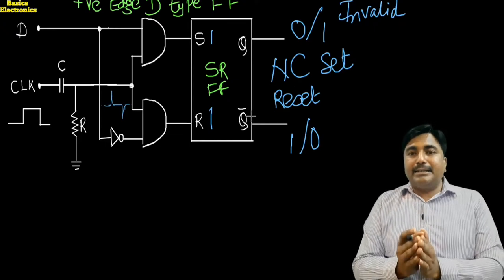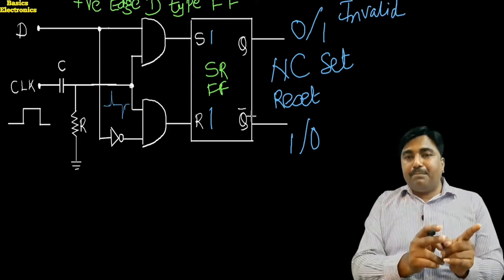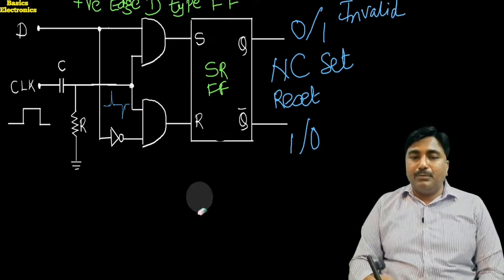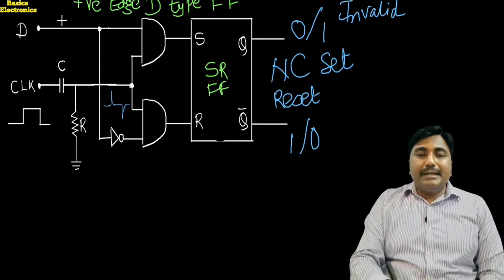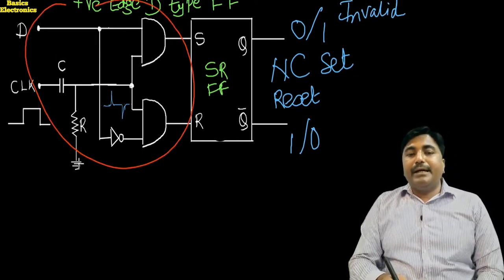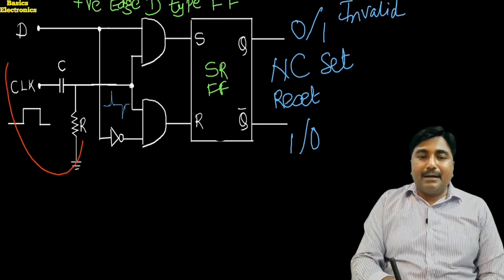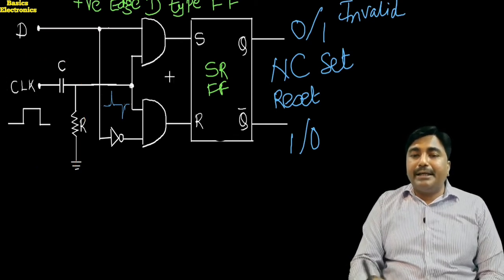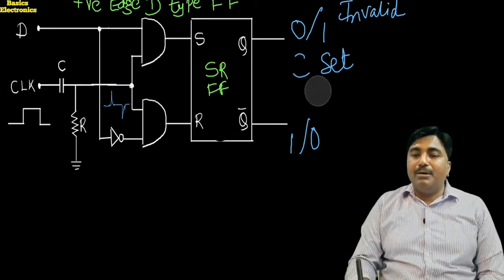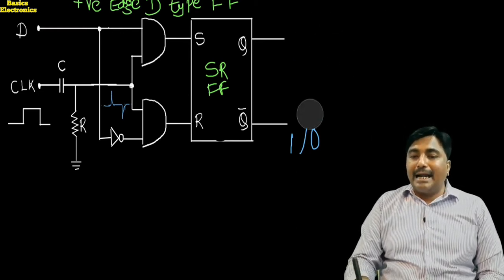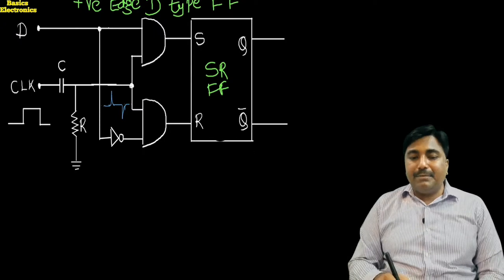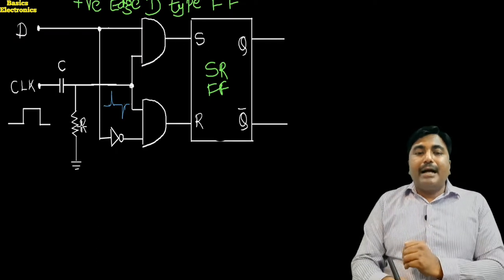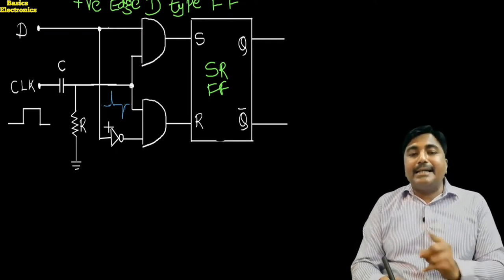But the invalid condition we eliminate in the D-type flip-flop, where the inputs we apply are inverted inputs. So suppose if we consider now there is only a D-type flip-flop. Here this one circuit is absent. The RC differentiator is absent, and that flip-flop is what we call a D-type flip-flop. And if there is a D-type flip-flop, then the invalid condition does not occur and the remaining conditions are the same. Okay, now we apply the clock pulse to this D-type flip-flop, and we apply the clock pulse at the RC differentiator circuit.